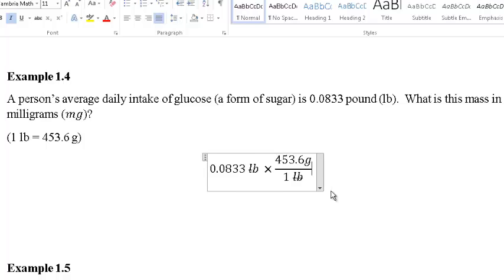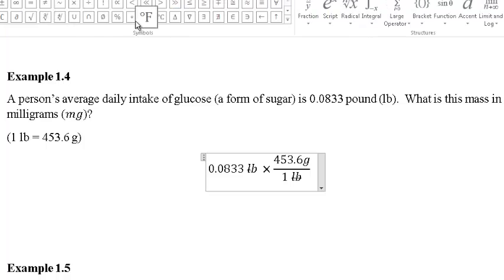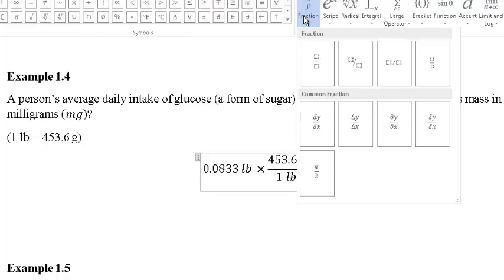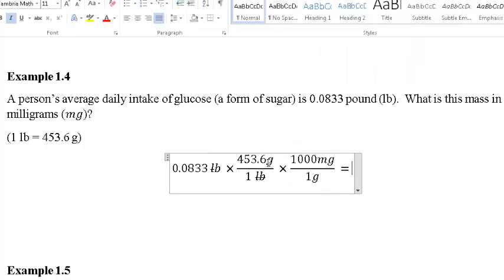Actually, no, that's not what we want. We want it not in grams, but in milligrams. So we need another conversion factor here. So that conversion factor, and let's go ahead and cancel out the grams. So this gram is going to cancel out with this gram. And now we're left with milligrams, which is really what the problem is asking us for.